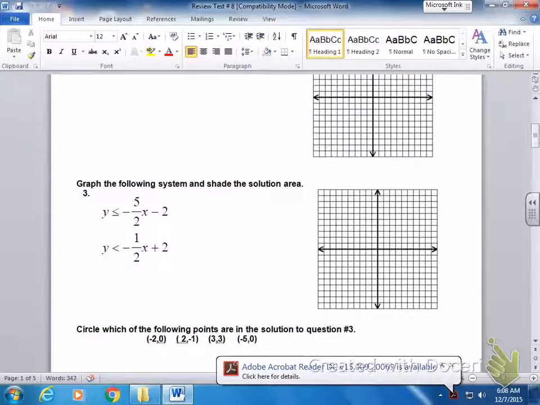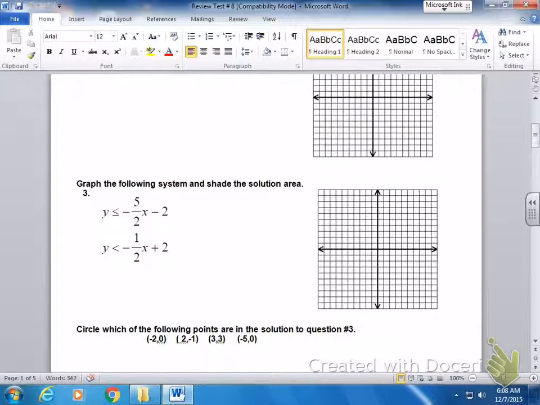I would like to look at number 3. Now, number 3 is similar to the other ones. We want to solve the system and shade the solution area by graphing. So the first thing we have to do is graph them. So if I look here, it's set up for me pretty nicely. I can tell my slope is -5/2 on the top one, and that I have a y-intercept of (0, -2). So I'm going to go over and graph that.